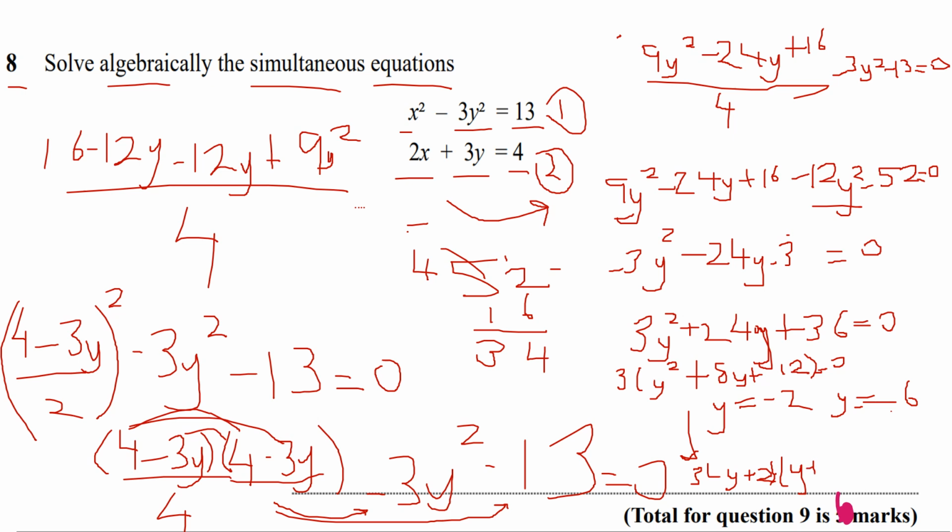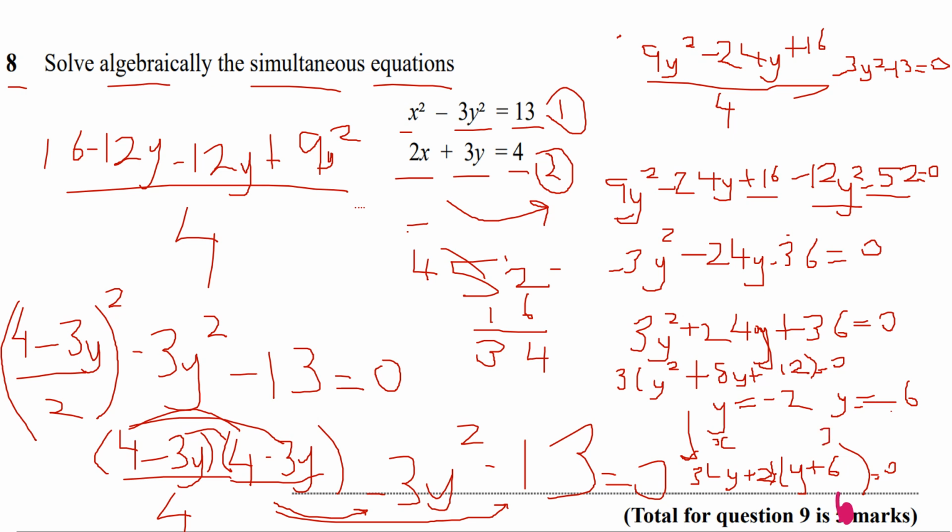So everything I did so far, guys, was actually right. I made a little error here, when I was working out this take away this. It should be minus 36 here. When you factorize that, you get minus 2, minus 6.